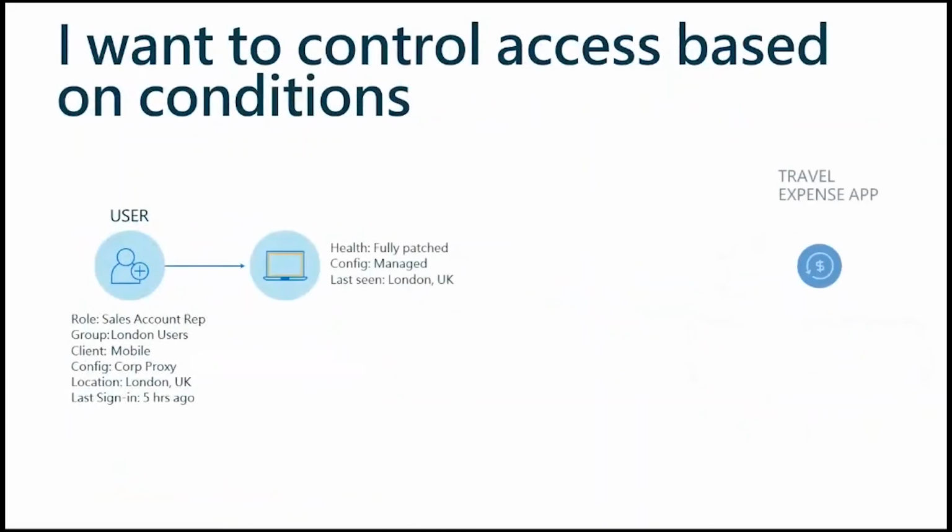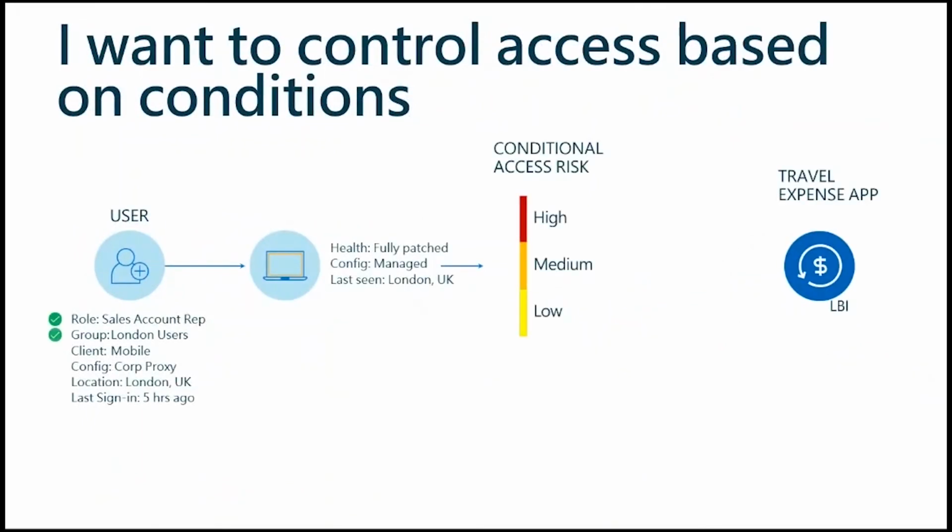So yeah, I'll just talk through a couple of examples here. So let's let this build out quickly. If you've got a user who's just a sales rep, he's based in London, he's on his mobile device, and he last signed in five hours ago, he's using a device that's fully patched and managed and it's last seen in London, it's going to be seen as low risk. You're going to allow access, and he's accessing a line of business application.